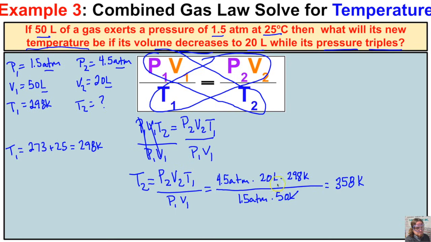As we see here, liters is going to cancel, atmospheres is going to cancel, leaving us with Kelvin. So what is the new temperature of this gas going to be? It looks like the new temperature is going to end up being 358K.